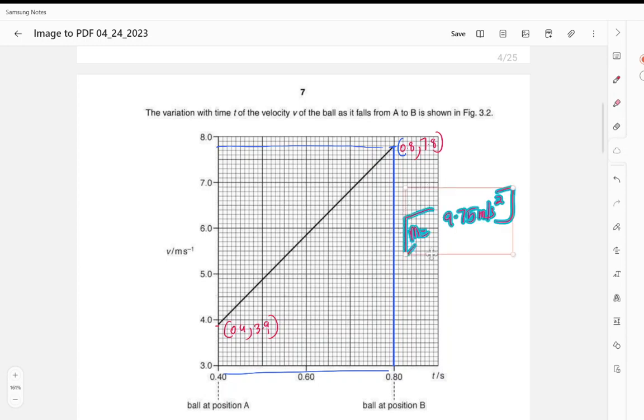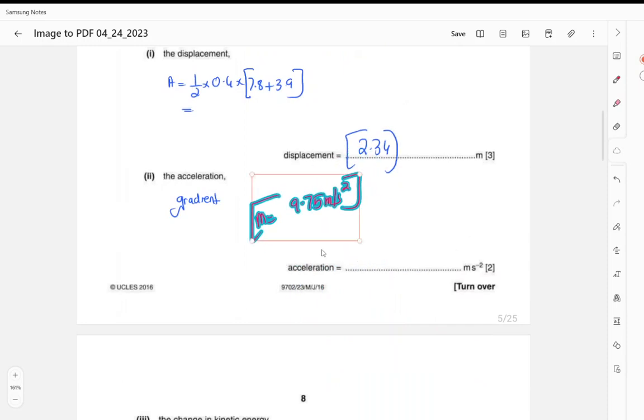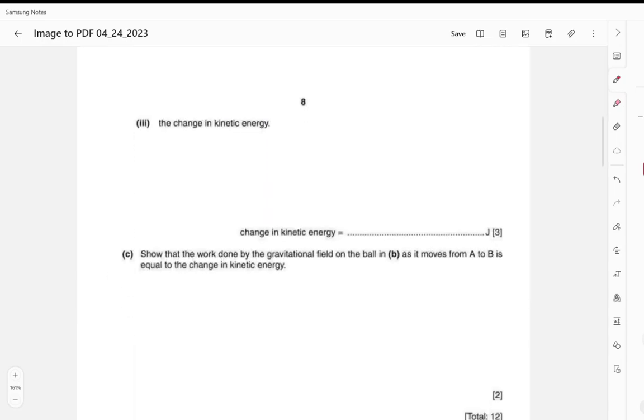So you have to show this working in the examination, but मैंने ऐसे directly कर लिया. So this is actually 9.75 meter per second squared. So this is actually equal to the gradient. Anyways, this is done. Next step.